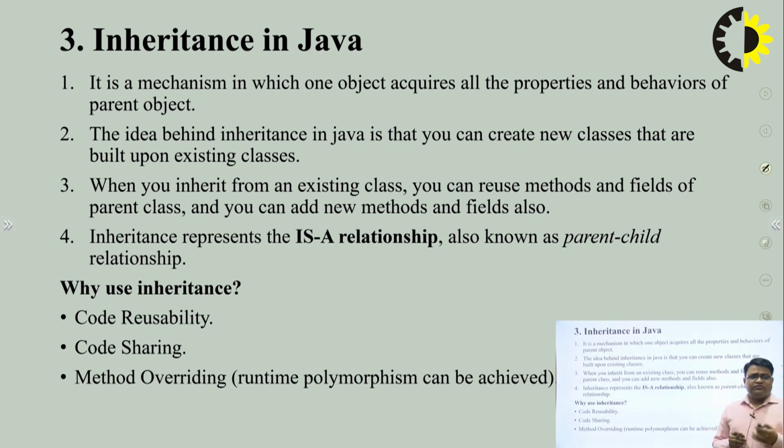Why use inheritance? Inheritance is for code reusability and code sharing, and it also implements the most important concept, method overriding, to achieve polymorphism, runtime polymorphism, by using inheritance.